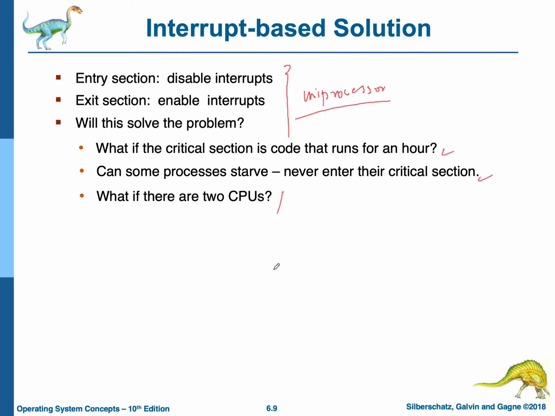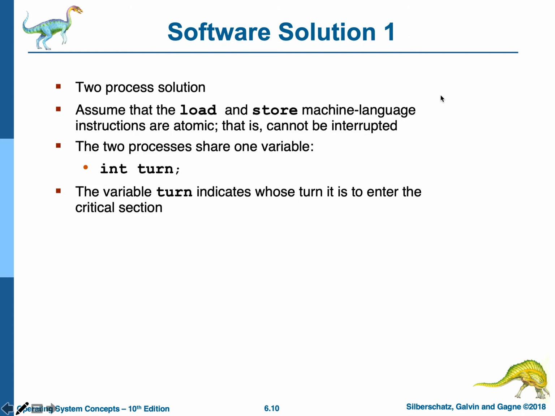What if there are 2 CPUs? Now the game starts here. This is okay for maybe a uniprocessor. It may work up to some extent, but what if we have multiple CPUs and multiple threads, then what will happen? So we have some different solutions.